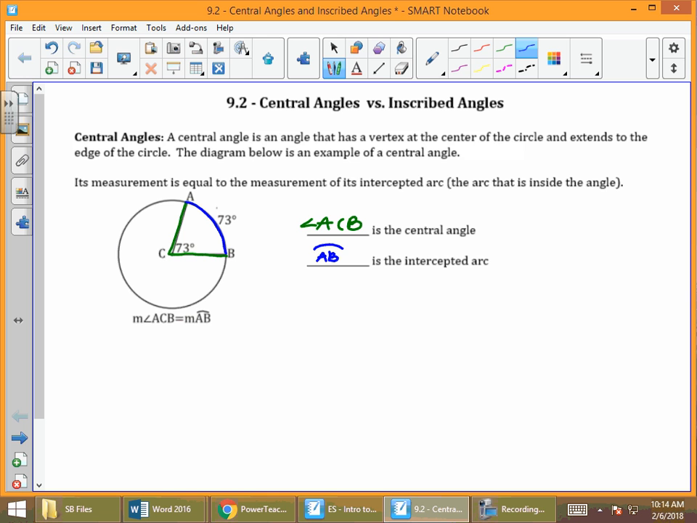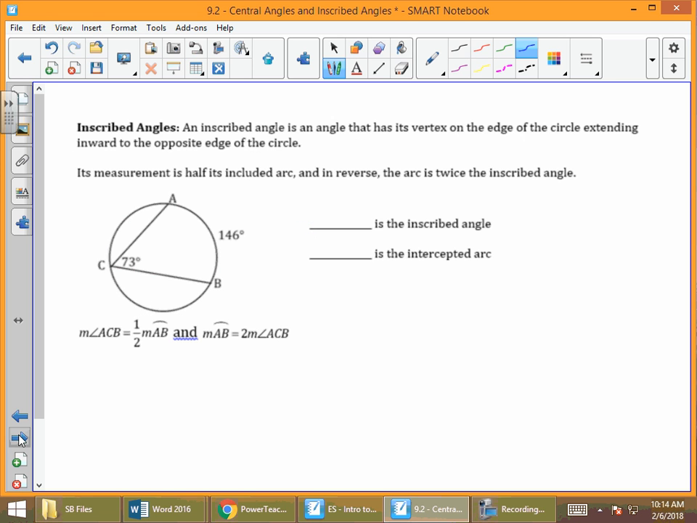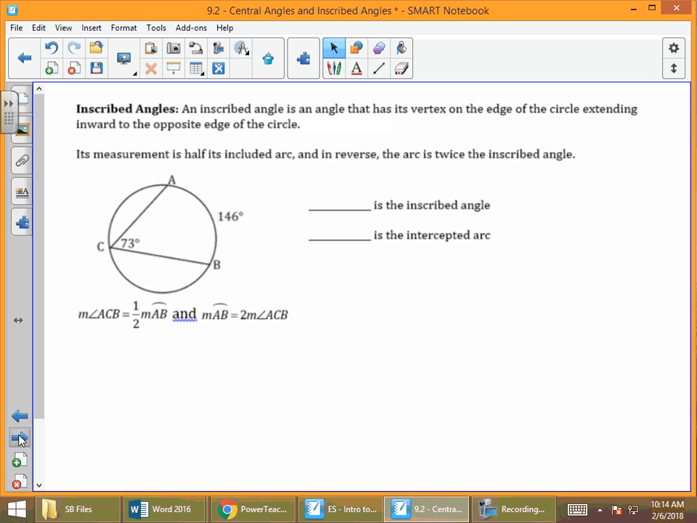Questions over that? Another type of angle we deal with in circles is called an inscribed angle. And an inscribed angle is an angle that has its vertex on the edge of the circle. So a central angle has its vertex in the center, and an inscribed angle has its vertex on the edge. And it's important to know the measurement of the angle is half the intersected arc.